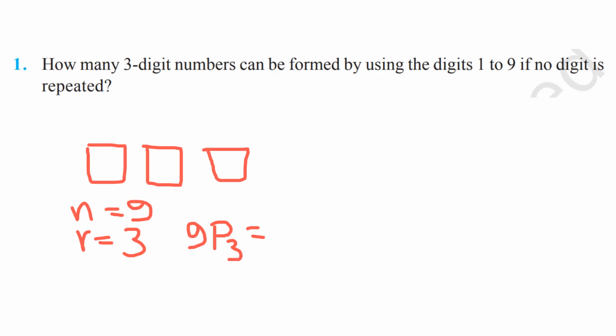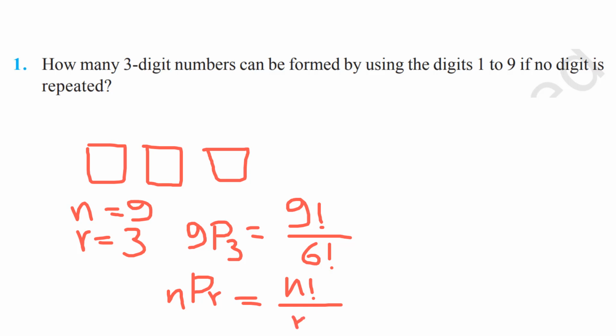9P3 is equal to 9 factorial divided by 9 minus 3 factorial, that's 6 factorial. Let's remember the equation: nPr equals n factorial divided by n minus r factorial. This is how we solve such type of questions.